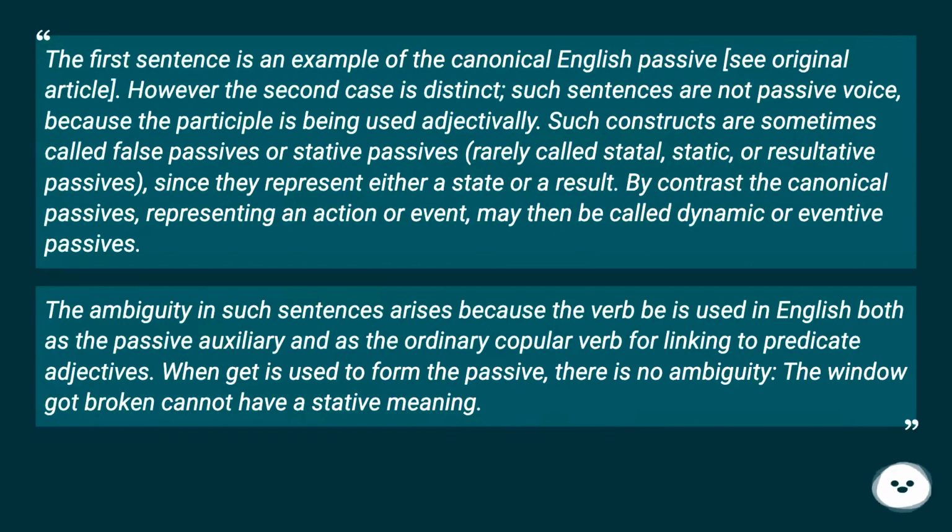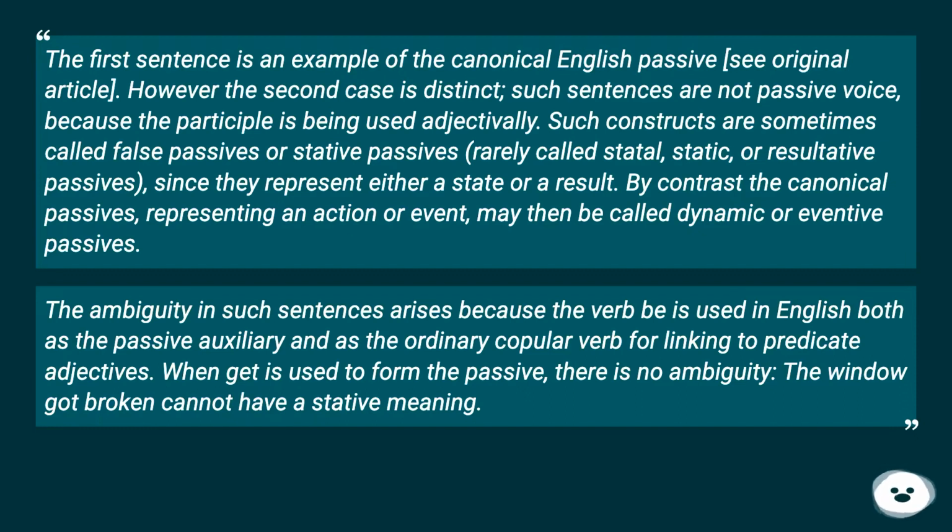Such sentences are not passive voice, because the participle is being used adjectively. Such constructs are sometimes called false passives or stative passives, rarely called statal, static, or resultative passives, since they represent either a state or a result. By contrast, the canonical passives, representing an action or event, may then be called dynamic or eventive passives.